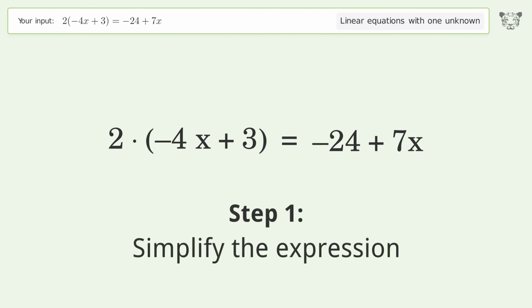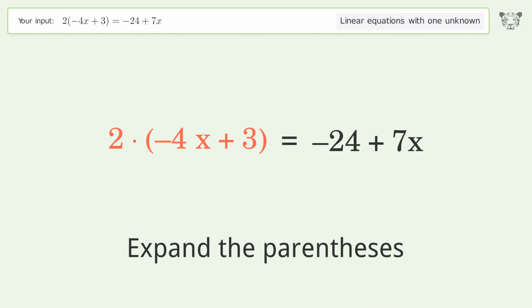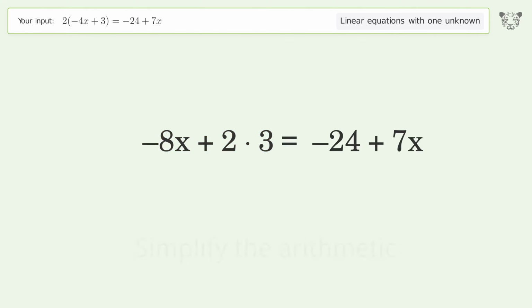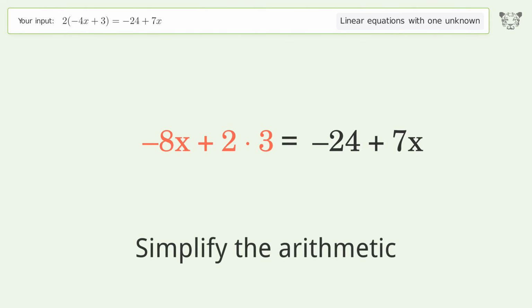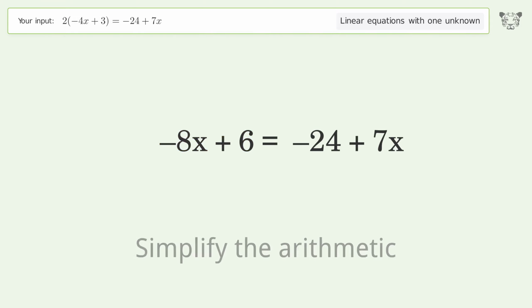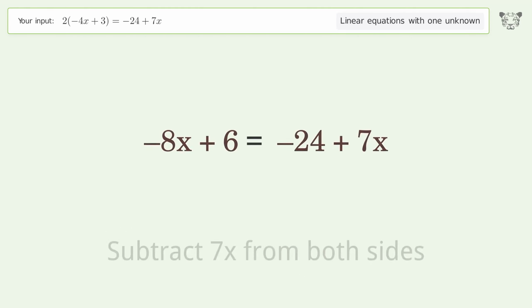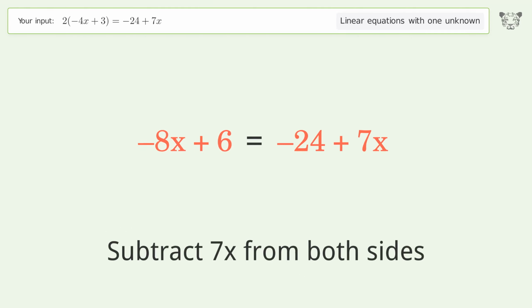Simplify the expression. Expand the parentheses. Multiply the coefficients. Simplify the arithmetic. Group all x terms on the left side of the equation. Subtract 7x from both sides.